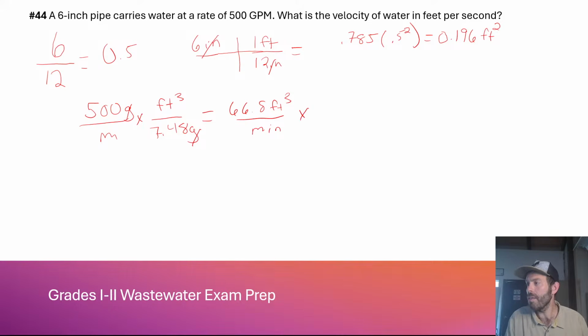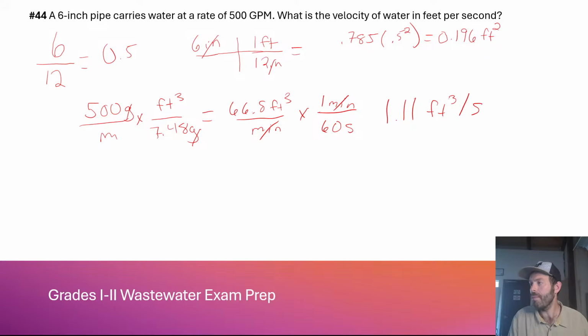And then we're going to convert to seconds. Okay, and every 1 minute, there's 60 seconds. Okay, minutes cancel out, 66.8. That should be a 66.8, not 668. Divided by 60 is 1.11 cubic feet per second. You can write it like this. So I'm going to come down here, 1.11 cubic feet per second.